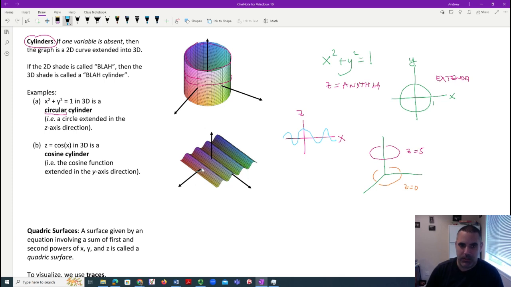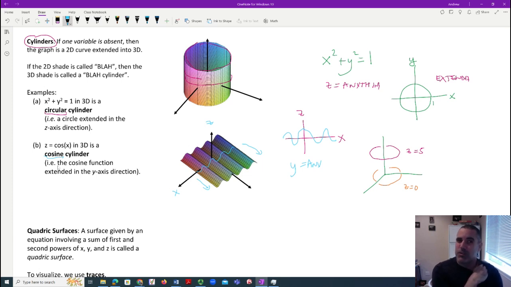So this is actually the cosine graph drawn on the xz plane. And since y can be anything, there is no restriction on y, it's extended out this way to get this little wave. So we call that a cosine cylinder, for lack of a better adjective. There's not an official adjective, but the word before describes the 2D shape, and cylinder means extended. So that's one special shape that will be easy to identify in the homework.